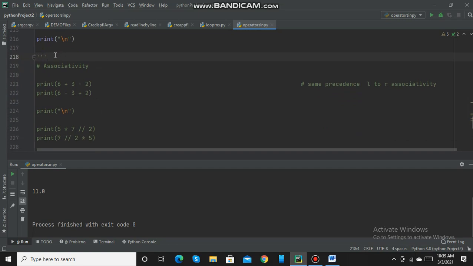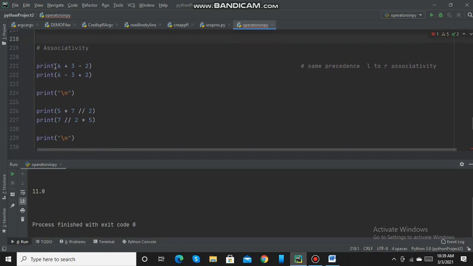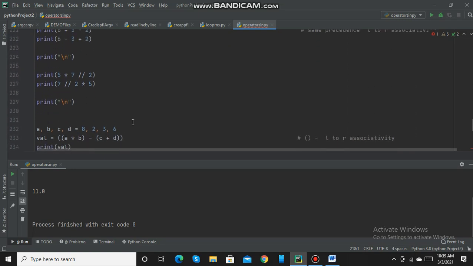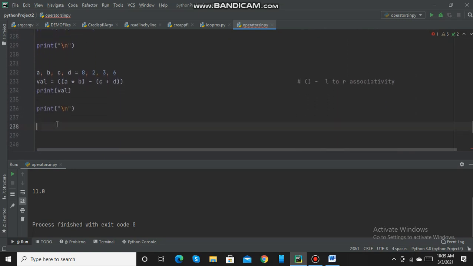Now we will see some examples of left to right associativity. So here 6 plus 3 minus 2, then 6 minus 3 plus 2, this addition and subtraction have the same priority. Similarly, here 5 into 7 floor division 2, and 7 floor division 2 into 5 have the same priority. So we will execute this.